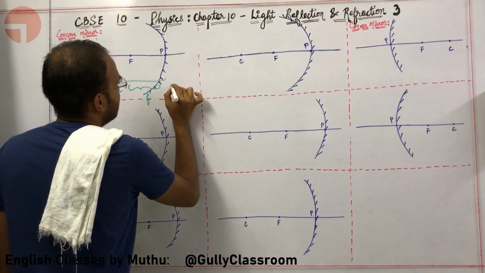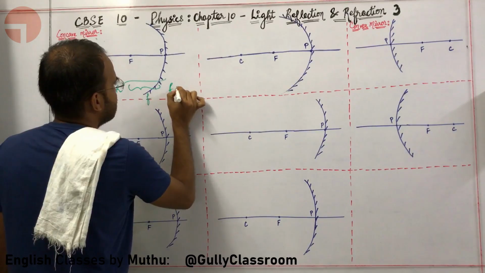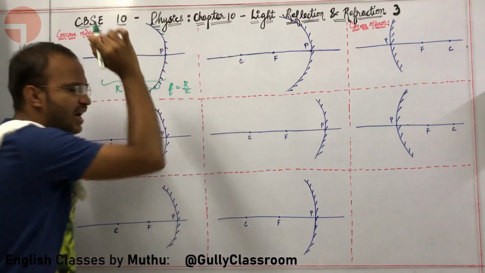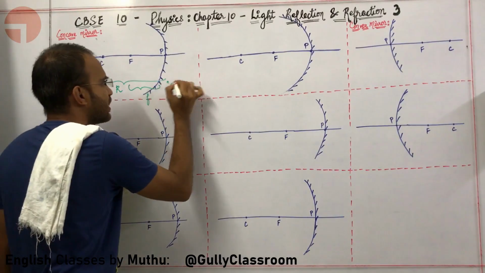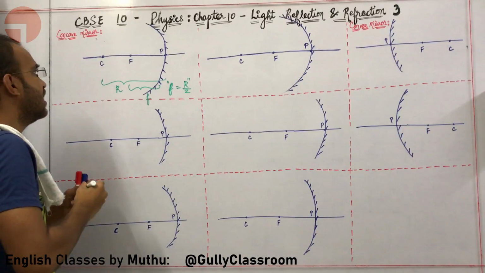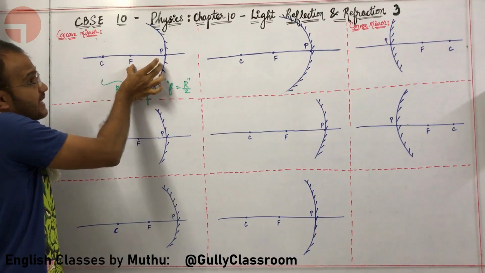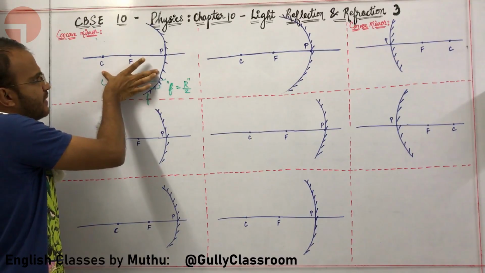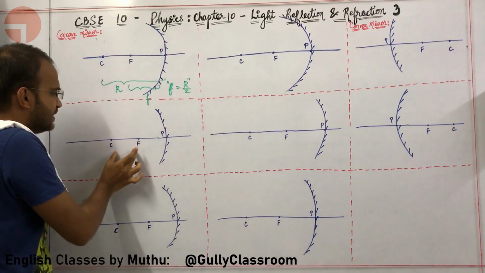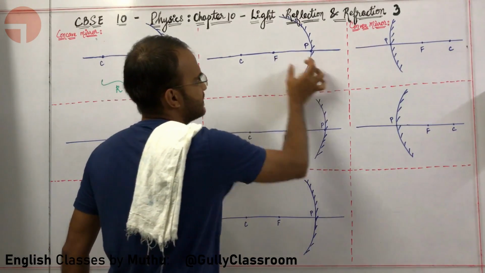Essentially, focal length is nothing but half of the radius of curvature, which means this value is half of this value. The focal length is half of the radius of curvature, which means this and this are of the same length.